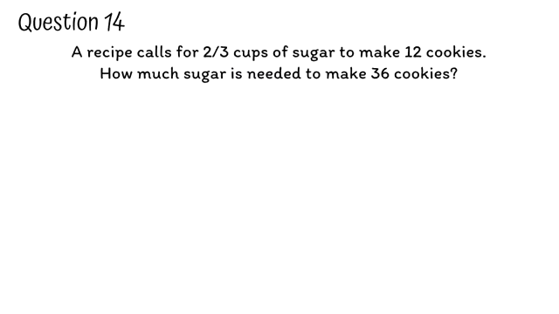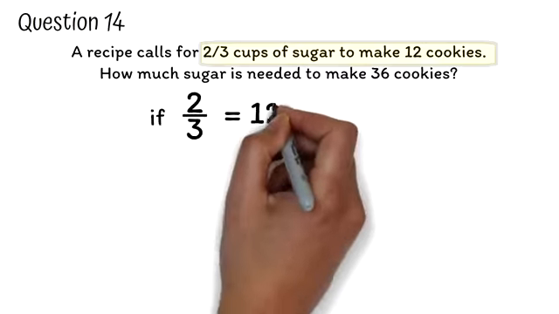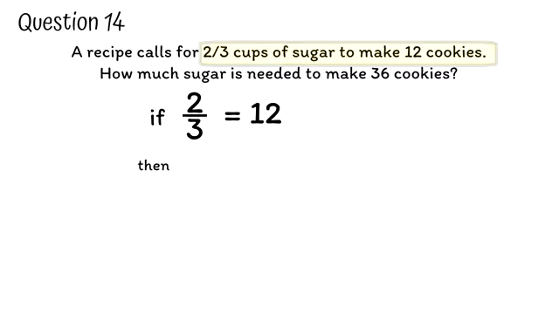Question 14. A recipe calls for 2/3 cups of sugar to make 12 cookies. How much sugar is needed to make 36 cookies? To pass any standard test, you have to be very familiar with word problems. Considering our question, we are given that 2/3 cups of sugar make 12 cookies. If 2/3 cups of sugar makes 12 cookies, then we can represent the cups of sugar needed to make 36 cookies as x equals 36.